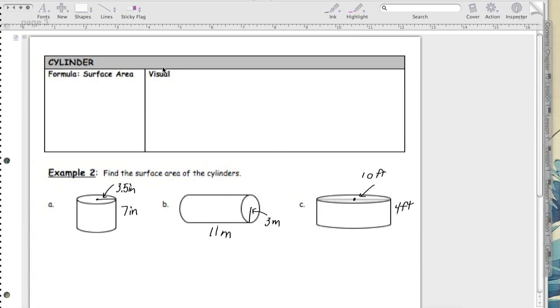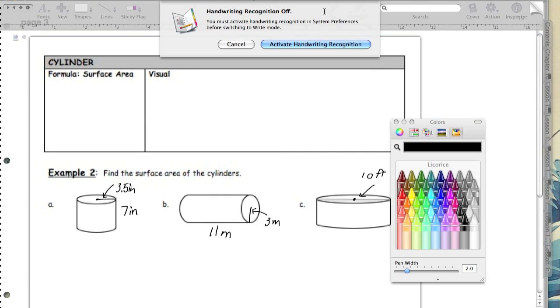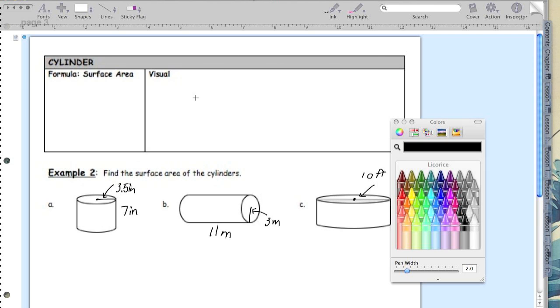Alright, let's take a look at cylinders, and we're going to find the surface area of these. First things first, let's identify a few different parts of a cylinder that we're going to need to know for our formula, which we'll come up with in a moment. First of all, with a cylinder, there's a height that needs to be known, which is this distance here. And we're going to recognize that with a little h.